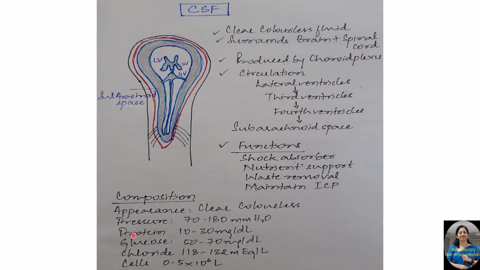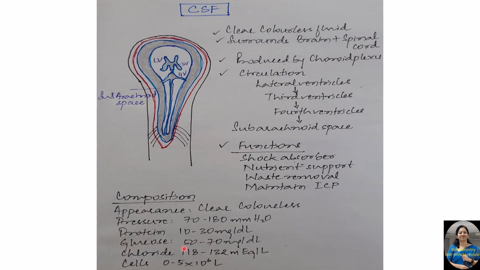Now, coming to the composition of CSF, its appearance is clear and colorless. Pressure is around 70 to 180 mm of water. Protein concentration is 10 to 30 milligram per deciliter, very less when compared to the plasma. Check out the chloride level, it is around 112 to 132 milligrams per liter. The chloride concentration of CSF is more than that of the plasma. This is because CSF protein is very less. In order to maintain the Gibbs-Donnan membrane equilibrium, chloride, which is an anion, its concentration is increased.